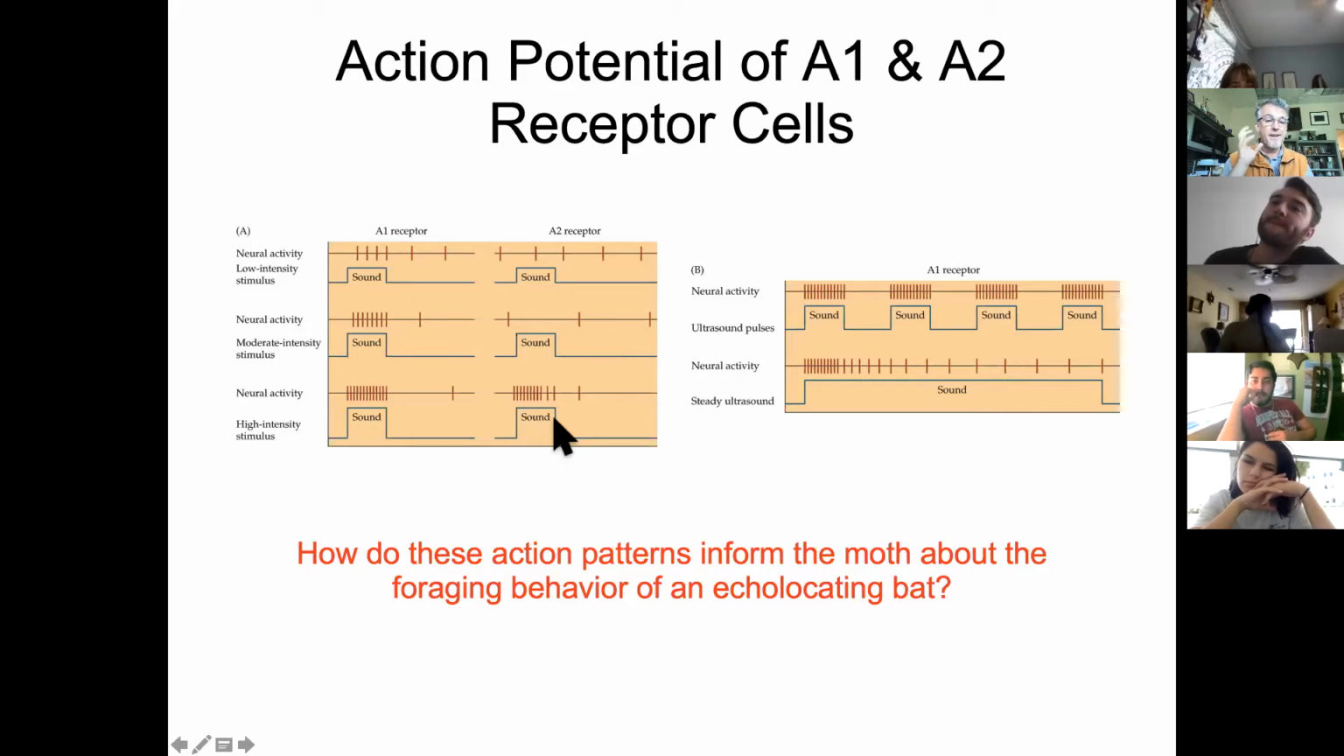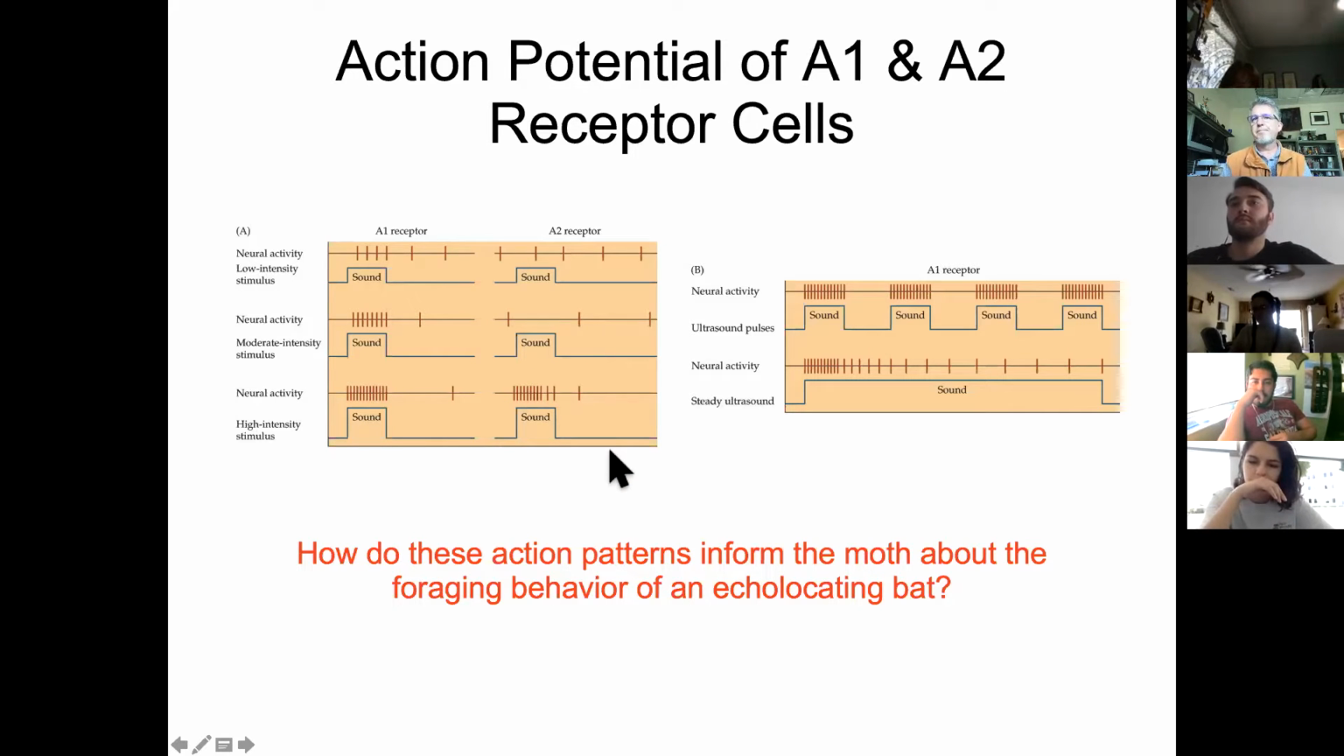When the sound is highly intense, against those air sacs that are really shaking, then at this point in time, the A2 receptor also starts to fire off a very high frequency of action potentials. And then when the sound dissipates, it goes back to that regular interval. So in low intensity sounds, a few action potentials in A1, none in A2. Medium intensity sounds, some action potentials in A1, nothing in A2. High intensity sounds, a lot of action potentials in A1, a lot of action potentials in A2.